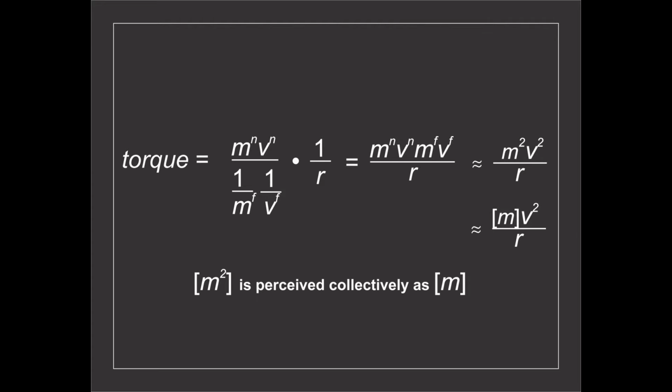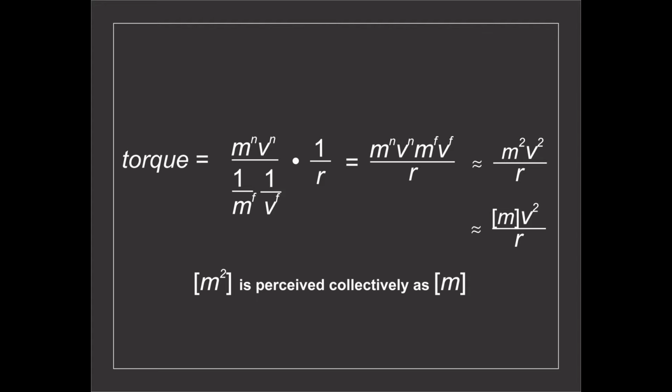The equation for the torque is the mass number times the energy number divided by the mass fraction times the energy fraction, with the collective divided by the radius. The result is mass squared times energy squared divided by the radius.